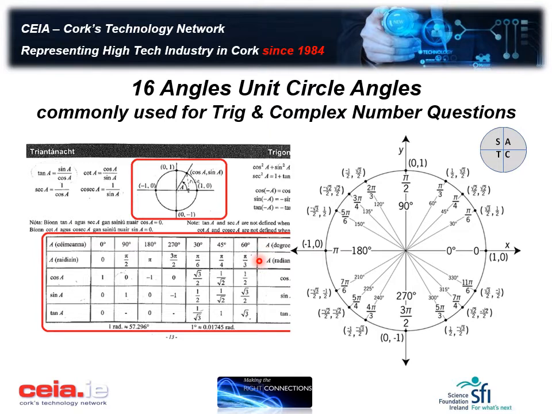Moving on to pi over 3 radians. Here we have it. The unit circle diagram says that the cosine is a half and the sine is root 3 over 2. So everything that's here is in this section of the table, which is great. That's 3 of the 16 angles that we're talking about. Well, 4 if you count 0.